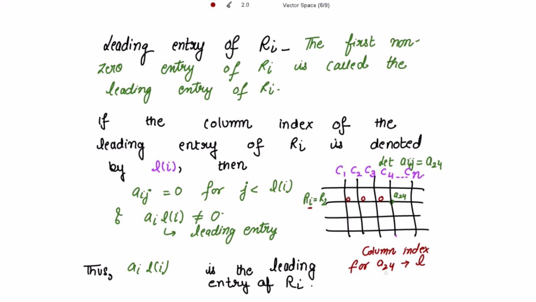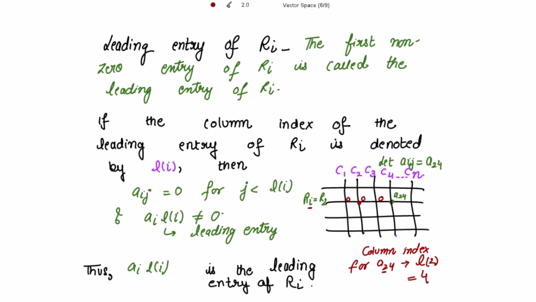So I should write here for A24 as Li. I is 2 here. That is the second row. So this is L2. They are saying that Aij is equal to 0 for j less than Li. Now what is L2? Where is the leading entry? A24. Here is the leading entry. And what is the column? 4. So here L2 is equal to 4. The value for L2 is 4.